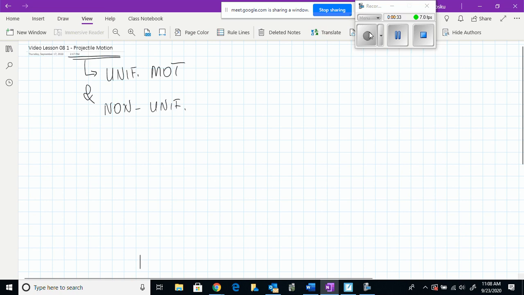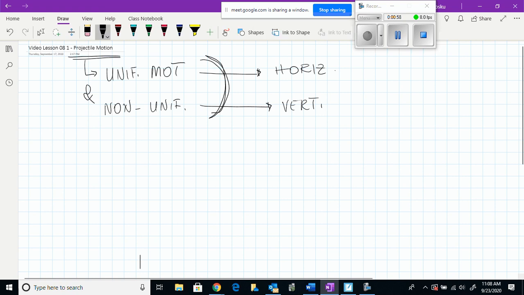Even in this case, those two motions are independent of each other. So the uniform motion is along the horizontal axis, and the non-uniform motion is along the vertical axis. Have you seen a projectile motion before in your life? Yes, you have seen it, you have experienced it.